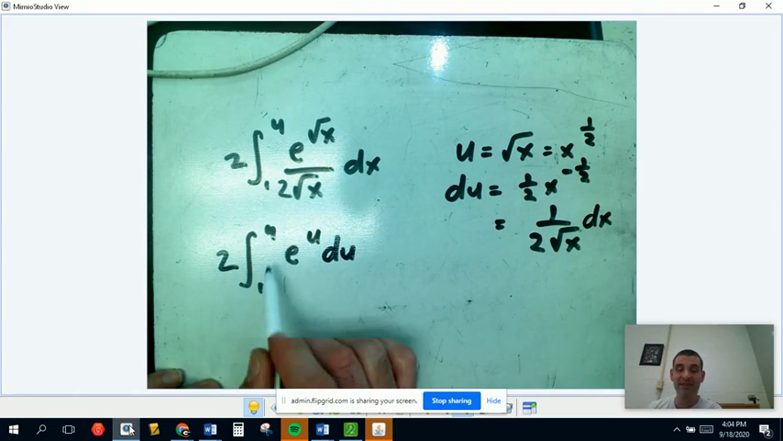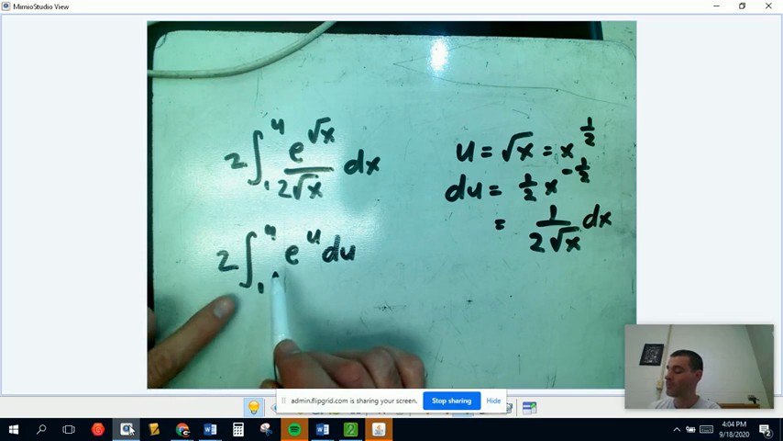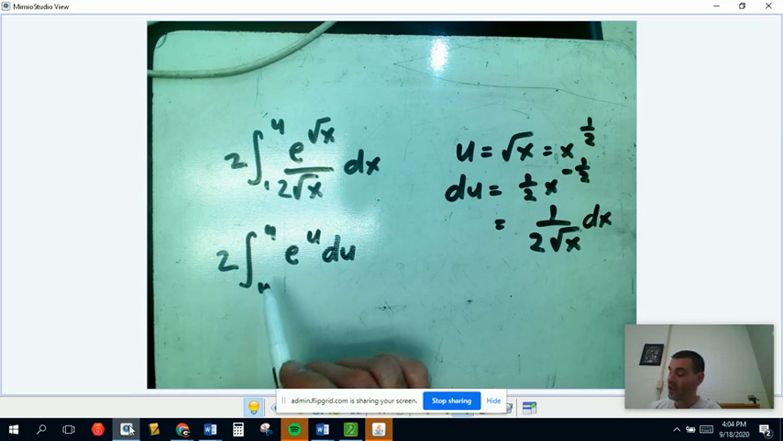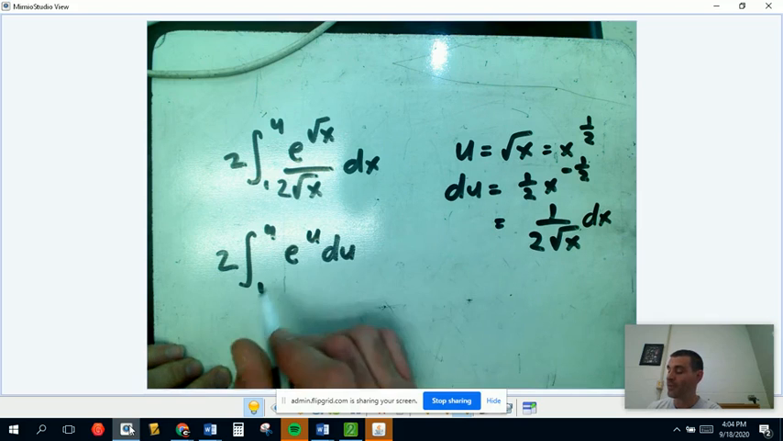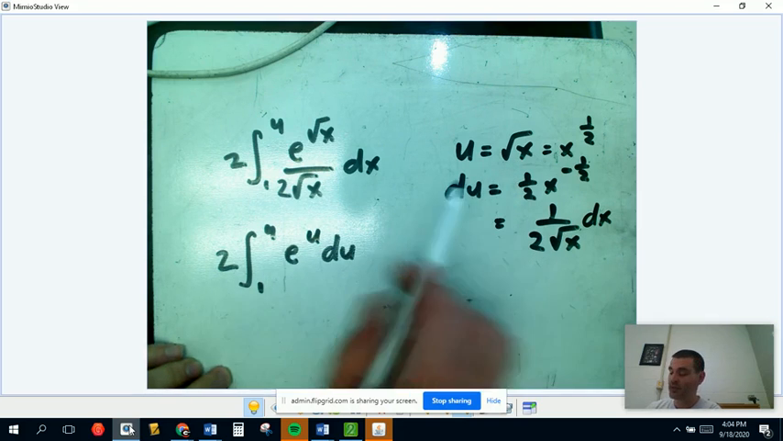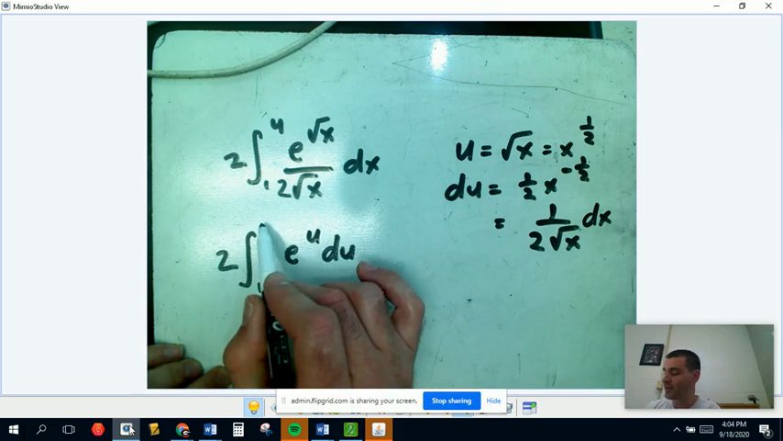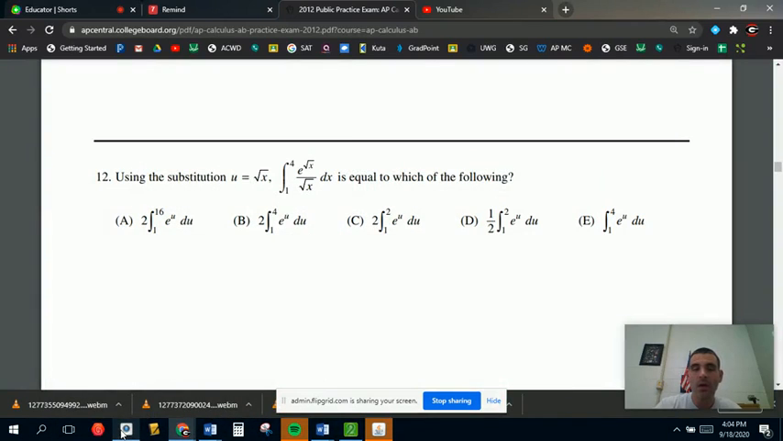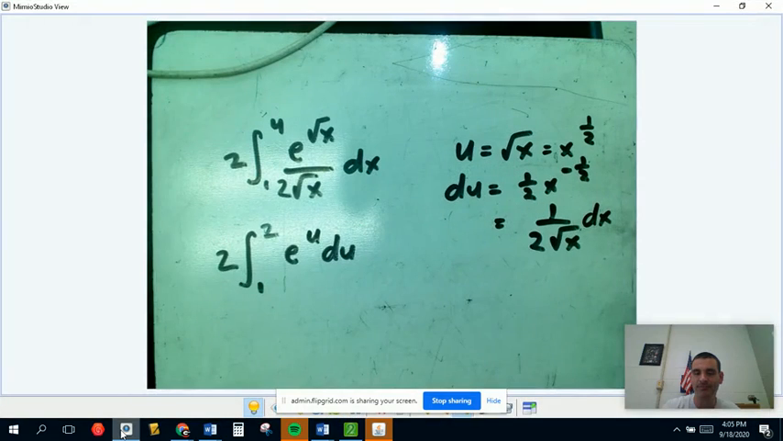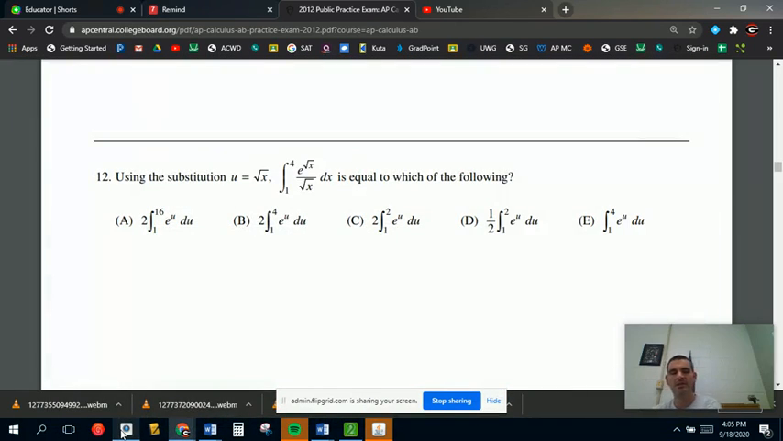Now also, don't forget the limits. These are x limits still, not u limits. So I take this x value 1, I'm plugging in here u equals the square root of 1, which is 1 still, and u equals the square root of 4, which is 2. That's probably sufficient. Let's look. All right, so it appears to be C for that one. Okay, let you look at it on this, see if you agree with C here. Indeed it is. All right, so we're satisfied there.